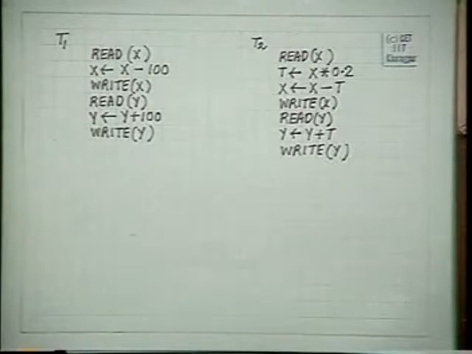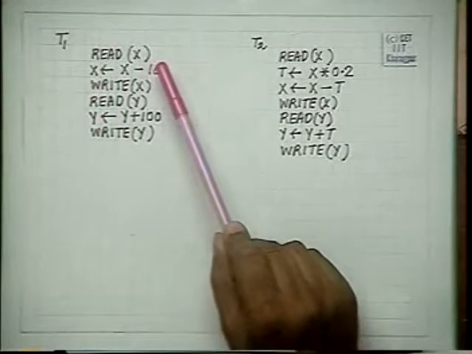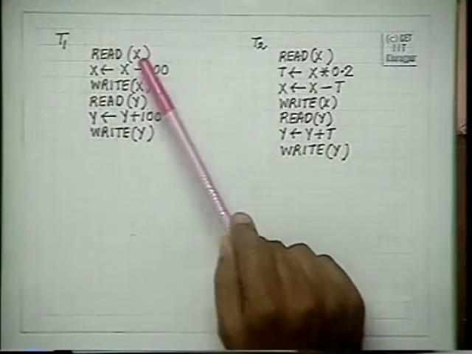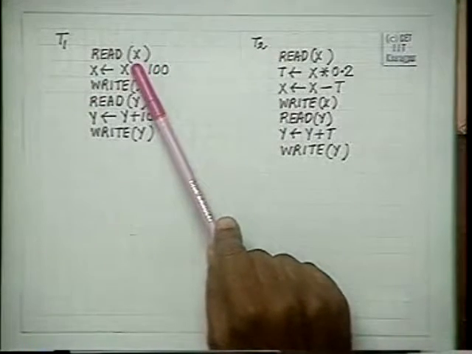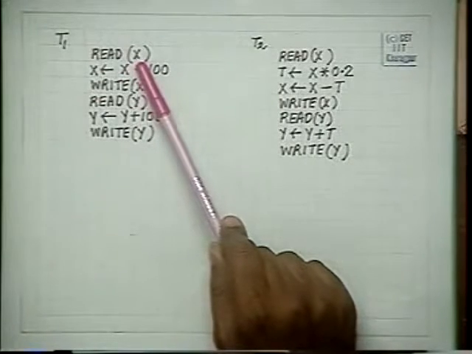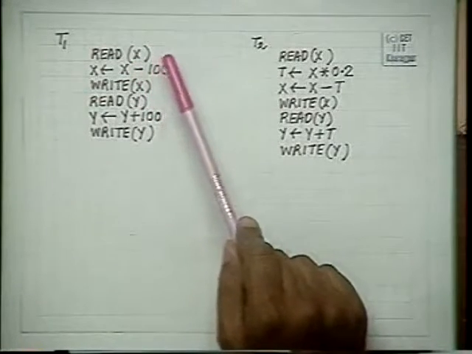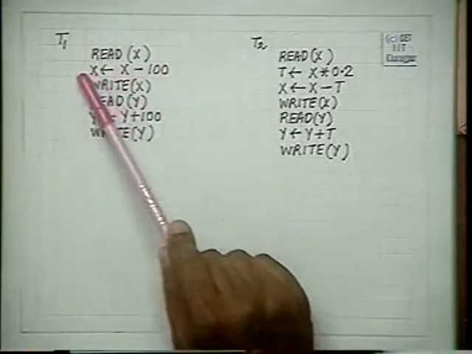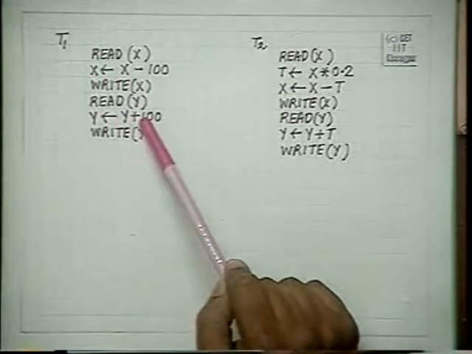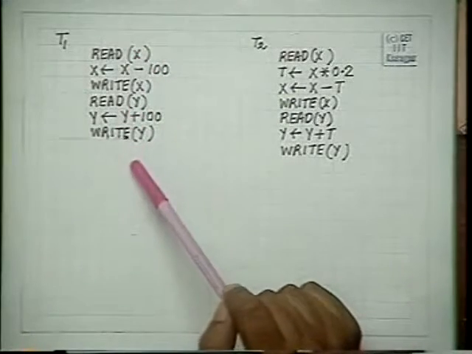Let us take two examples of two transactions. The first one is read x. This is actually a read, as we have said before. This is a disk variable. It corresponds to read x comma small x, and small x is assigned small x minus 100. This is done on the memory. These are memory variables, and these are disk variables.